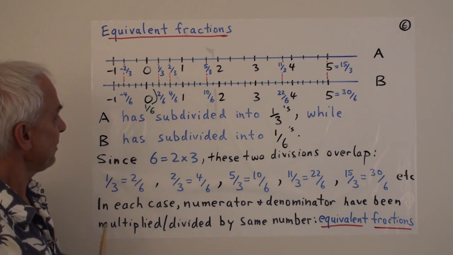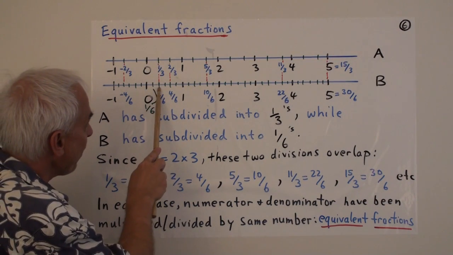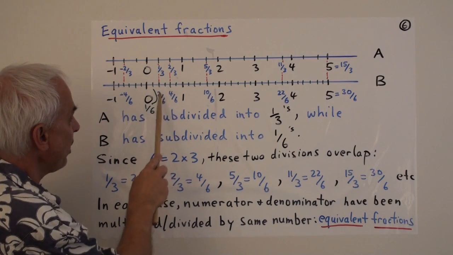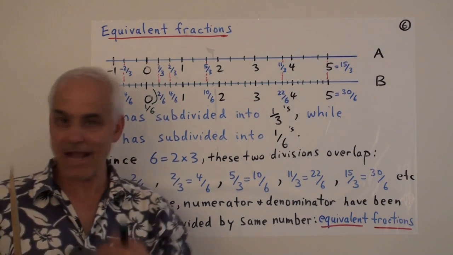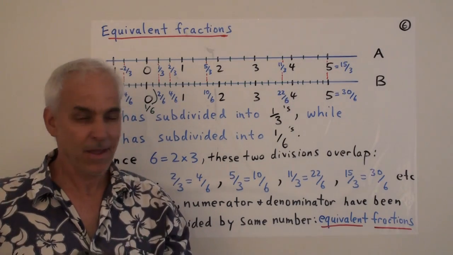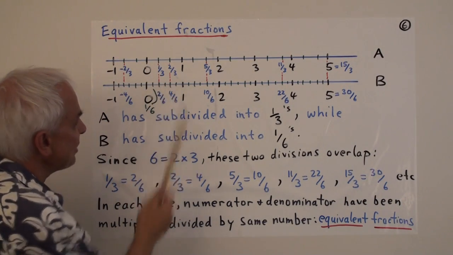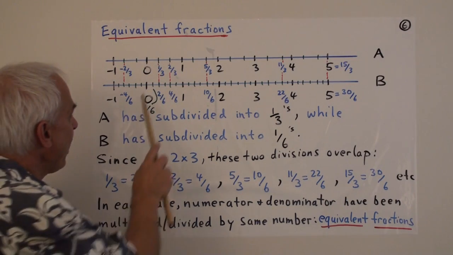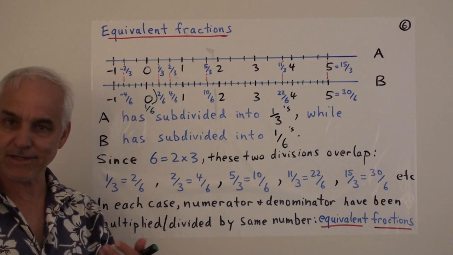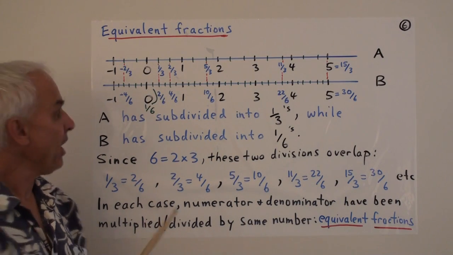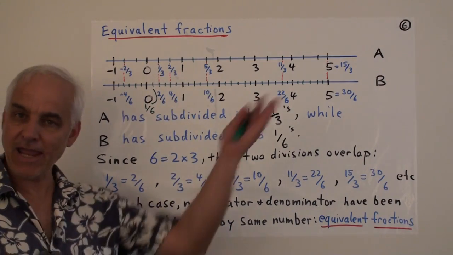Now we see that there's an overlap. This number here, that B is calling 2/6, and this number here, which A is calling 1/3, are really in exactly the same position. We can see that because each one of these 6 pieces is exactly equal, and so 2 of them here, and 2 of them here, and 2 of them here subdivide things into 3 equal pieces. So every second one is a subdivision just the same as the A subdivision.